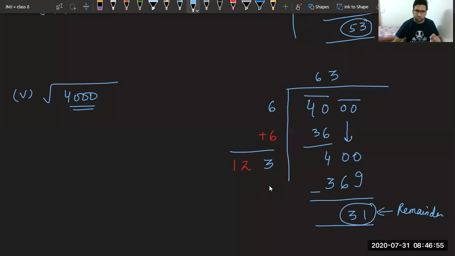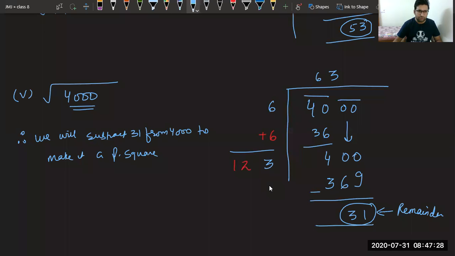To make it a perfect square, we will have to subtract from 4000 what? What should we subtract from 4000 to make it a perfect square? We should subtract this remainder 31 from 4000. Therefore, we will subtract 31 from 4000 to make it a perfect square. So let's see what is the answer. What is the answer? 3969.